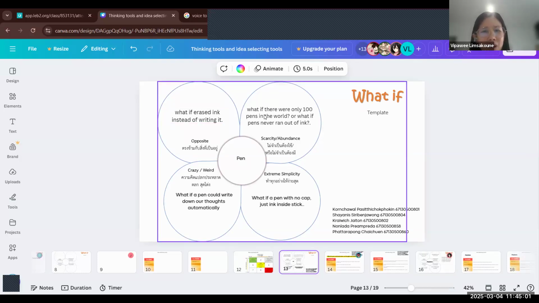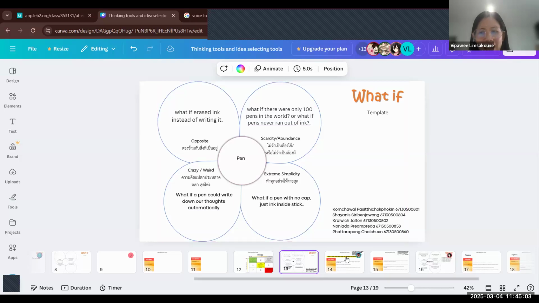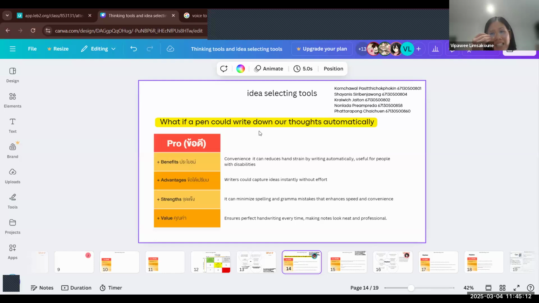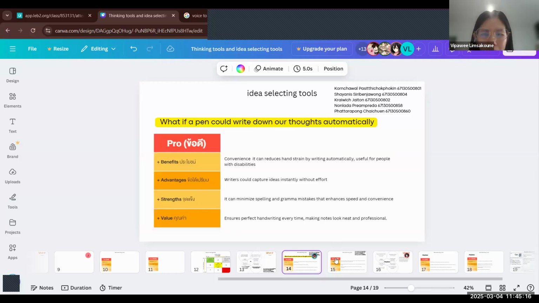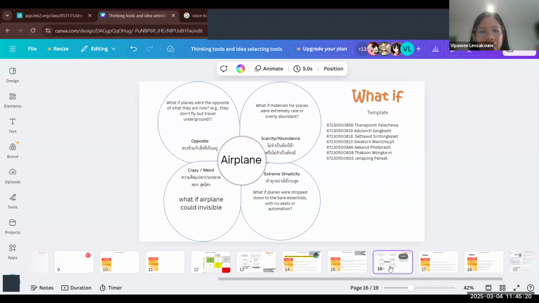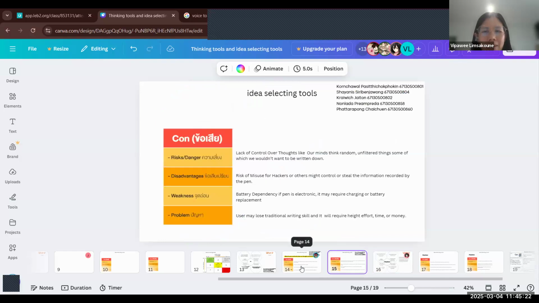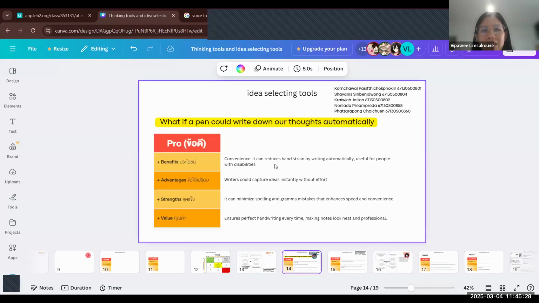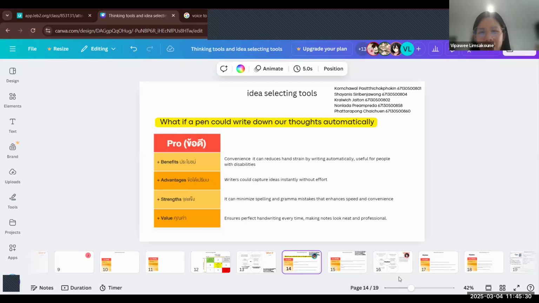Okay, so they have 4 different ideas, and then they select this first idea here. What if pen could write down our thought automatically? So they analyze it with pro and con, okay? So here, they put pro here, and then they put con here regarding the idea, okay? So it's a great example here that they have the opportunity to analyze at least one idea, whether what are the pro and con of it, okay?